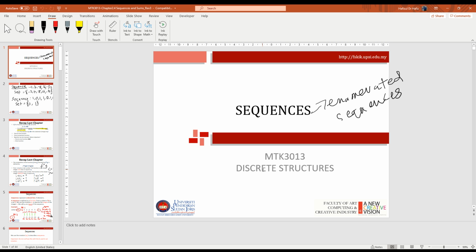Okay, today we are looking into sequences. Sequences normally look like a set, and basically it is an enumerated collection in which repetition is allowed, and order matters. Enumerated, and in order.